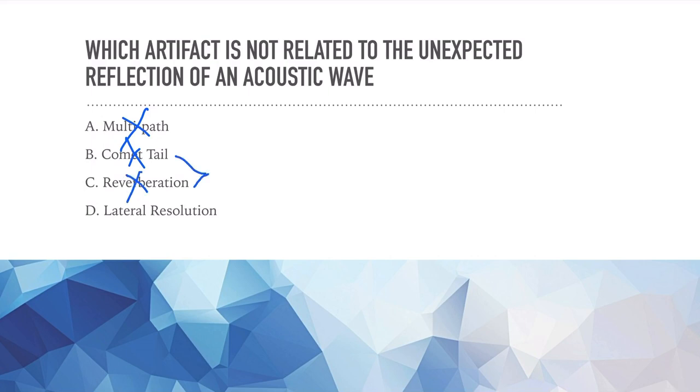So if these two are the same, and this one is an unexpected reflection, it has to be our last one. We don't even have to know what lateral resolution is. I mean, of course you do, but for this question, you just have to know that those first three aren't correct. And here's one good tip to know. If you have two answers that mean the same thing, and the question is asking for one answer, then those are wrong, both of them. So out of these questions, we know that the answer is lateral resolution because we eliminated the other three.